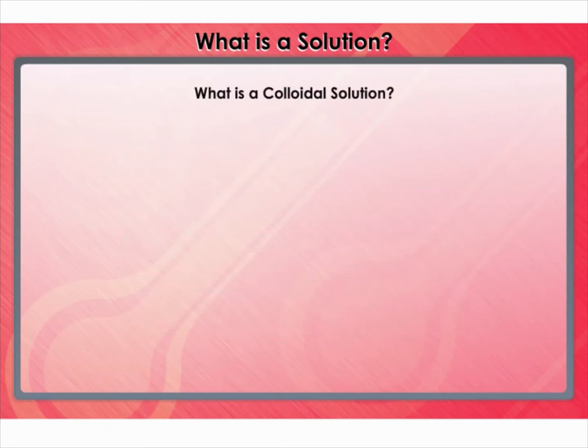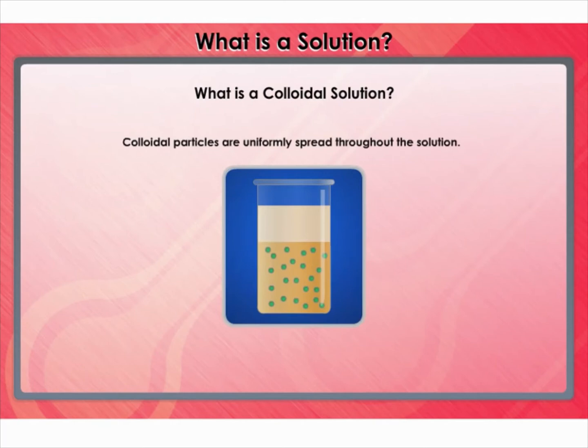What's a colloidal solution? The particles of a colloid are uniformly spread throughout the solution. Due to the relatively smaller size of particles as compared to that of a suspension, the mixture appears to be homogeneous. But actually, a colloidal solution is a heterogeneous mixture. For example, milk.